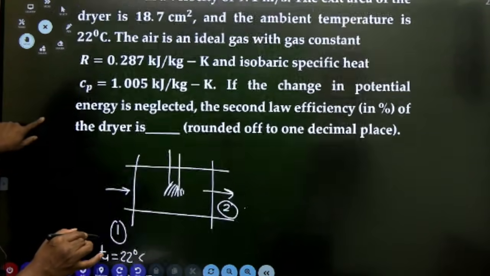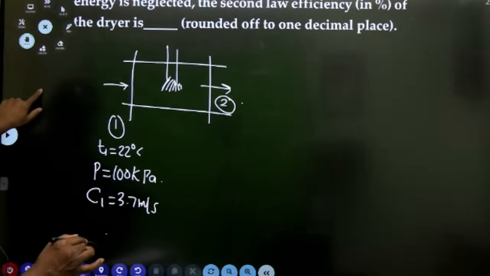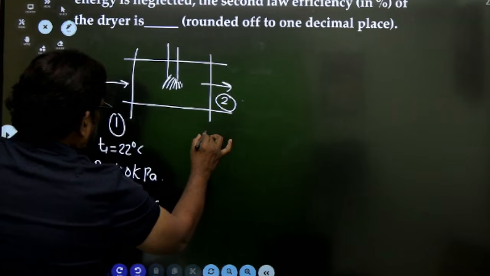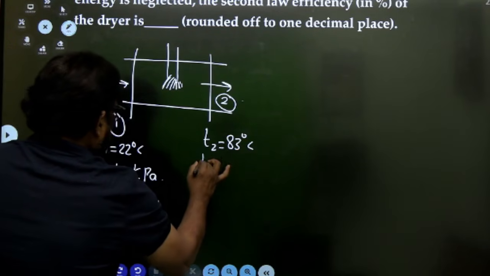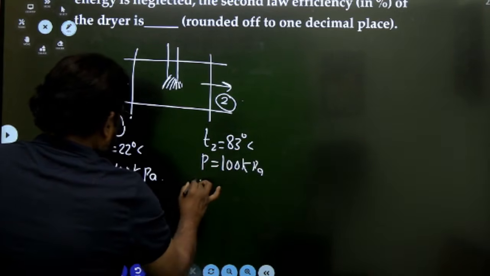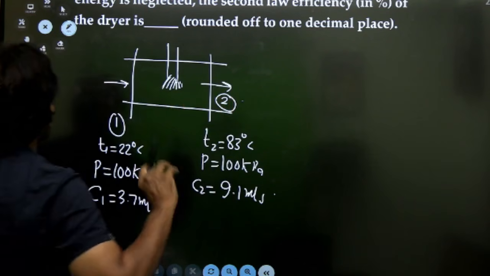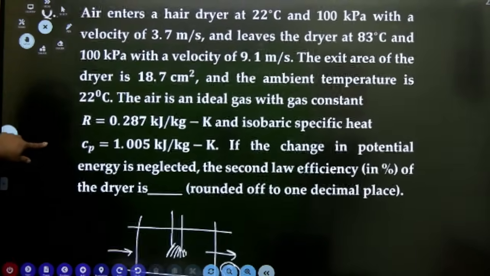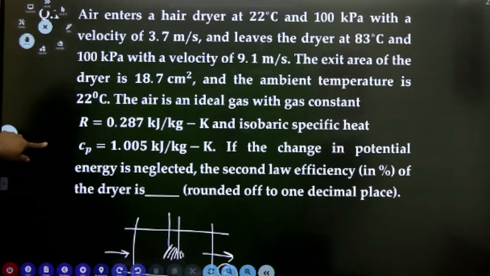And leaves at 83 degrees centigrade. The temperature is 83 degrees centigrade, 100 kilopascal, and velocity is 9.1 meter per second. These are the conditions given, sir. One second. The area is also given. The exit area of the dryer is given.